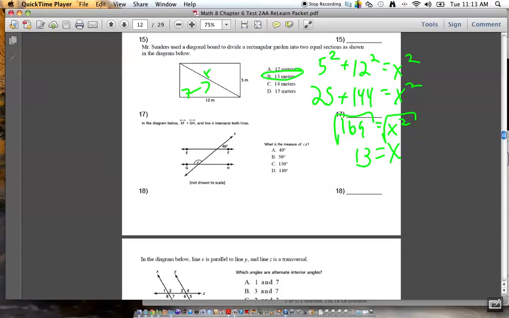Next, what's the measure of angle X? Let me ask you a question. Are those two angles both acute, both obtuse, or is one acute and one obtuse? These two angles here and here are different, which means one is acute and one is obtuse. What do you know in this diagram when one's acute and one's obtuse? What do they add up to? 180. Very good. So if I do 180 minus 40, I get 140 degrees, choice D.